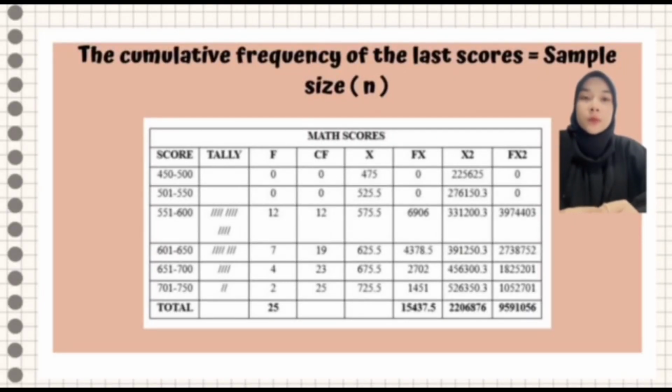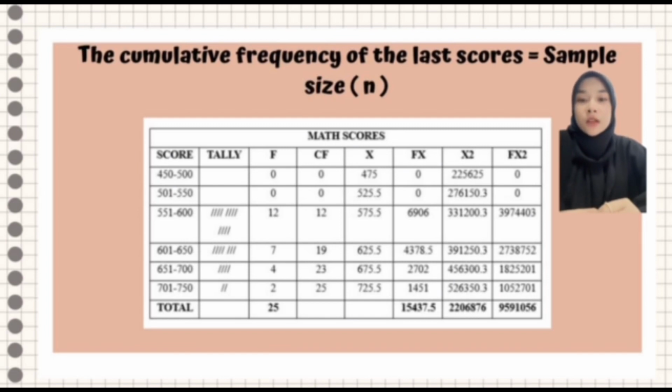This is the frequency table and cumulative frequency for math. In the table, I already provided the score, the tally mark, the frequency, and the cumulative frequency. For score, we have 6 scores. For the first and second score, the frequency is 0, so that means the cumulative frequency for the first and second score is also 0. For the third score, the frequency is 12 and the cumulative frequency is also 12. For the fourth score, the frequency is 7 and the cumulative frequency is 19.